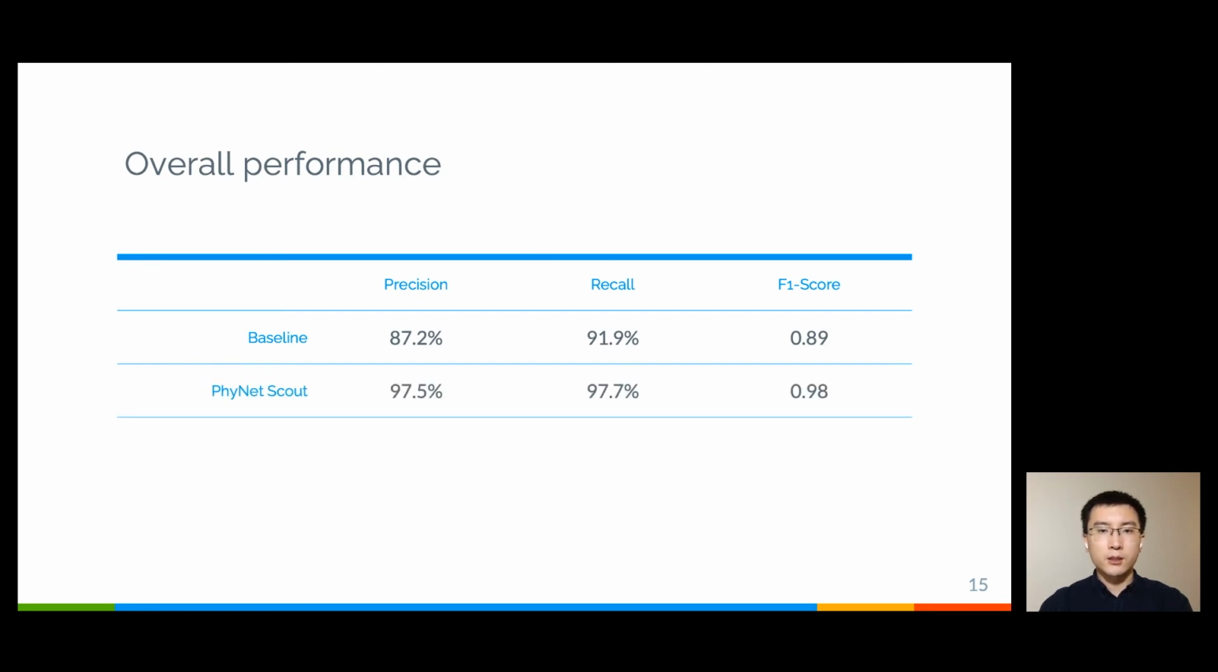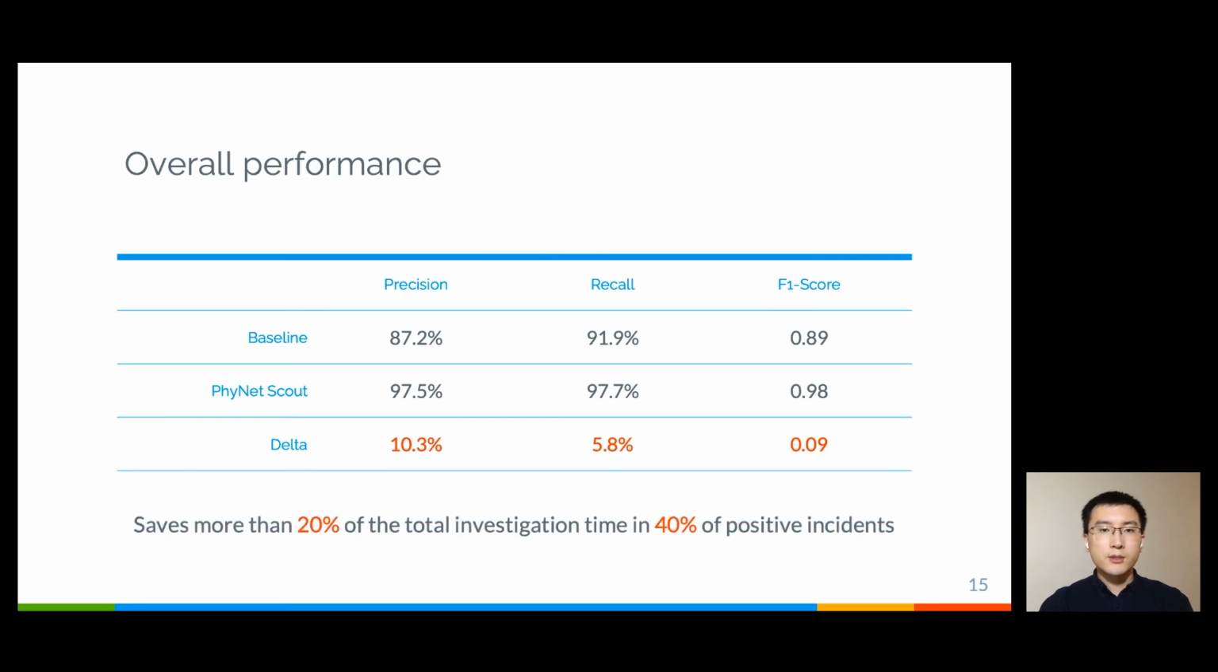And here is the result of a Scout. Compared with the baseline, the Scout can gain 10.3% on the precision and 5.8% on the recall. This 10% gain saves more than 20% of the total investigation time in 40% of the positive incidents.